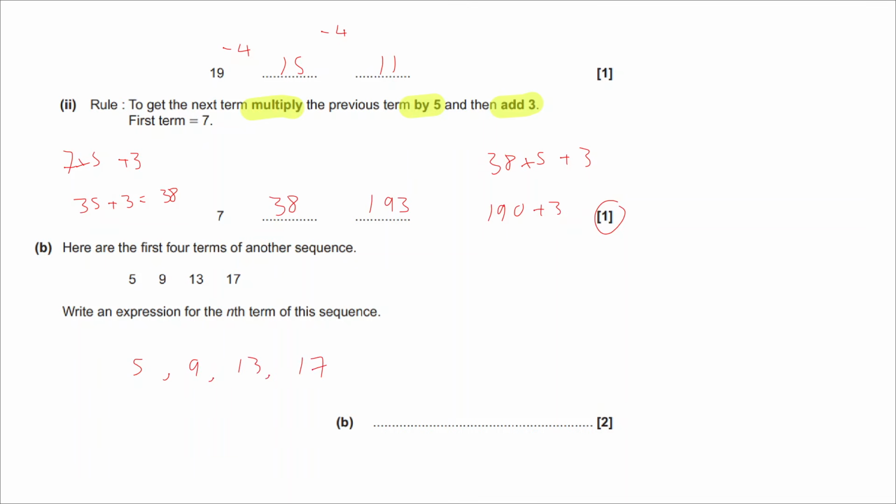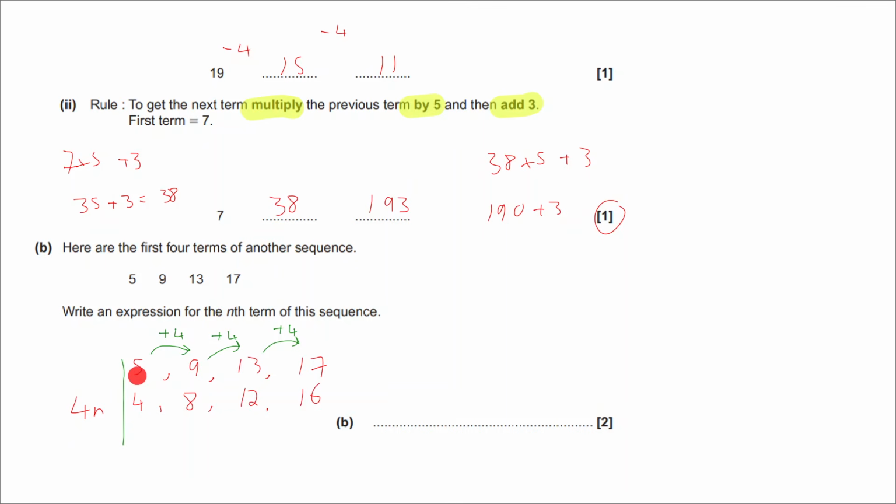Now to get from term to term here, you are simply adding 4. So you're adding 4 here. 9 to 13, you're adding 4. 13 to 17, you're adding 4. Now to show a plus 4 increase in terms of n, it's just your 4 times table, you would write it as 4n. And 4n is your 4 times table, so 4, 8, 12, and then 16.